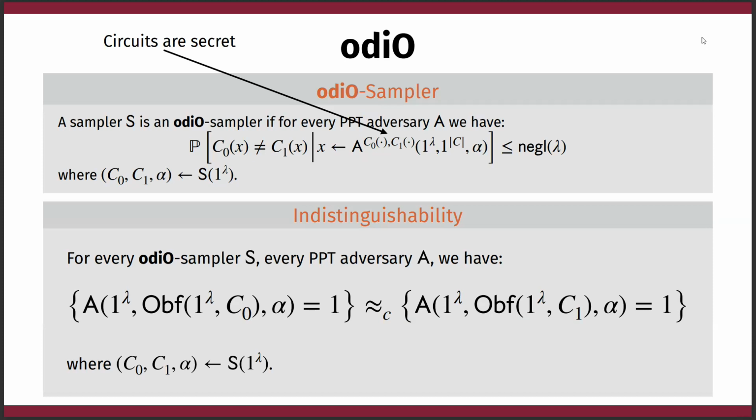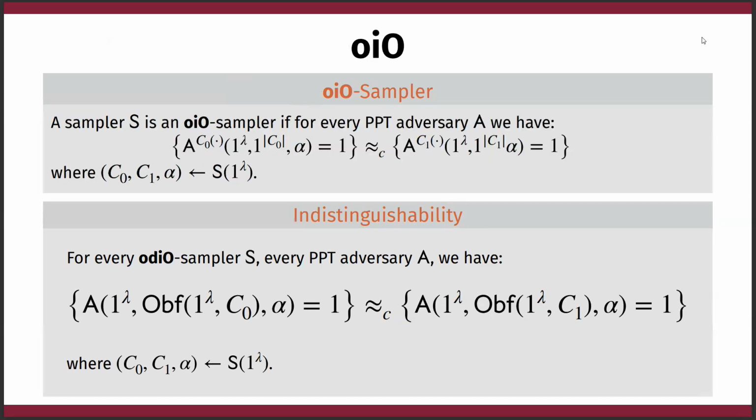Now, if you have this kind of circuits, you can securely obfuscate them using the usual indistinguishability based notion. In Oracle IO instead, the sampler outputs circuits that are indistinguishable, meaning an adversary cannot distinguish whether it has oracle access to the first one or the second one. Now, if you have them, you can obfuscate them securely according to the definition. And again, circuits are secret, so you cannot look inside the circuit.